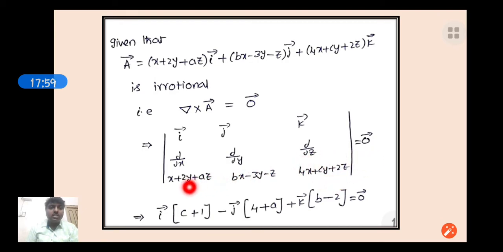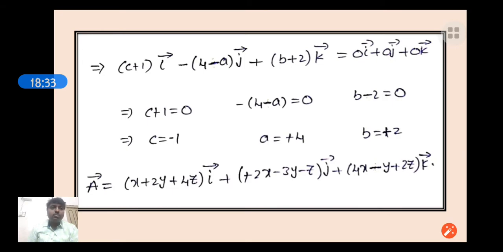Now I am calculating the determinant by deleting the first row and first column. I bar into the 2 by 2 determinant, with respect to y that is c, and with respect to z it is 1. So it can be written as c plus 1. So i bar into (c plus 1) minus j bar into (4 plus a) plus k bar into (b minus 2) is equal to 0 bar. So the given vector point function is irrotational, that is equating to the zero vector 0 bar, that is 0 i bar plus 0 j bar plus 0 k bar.